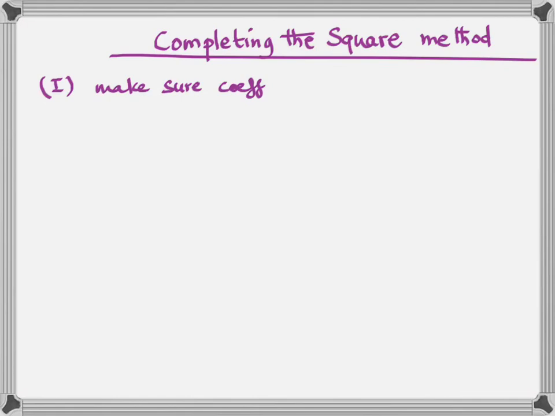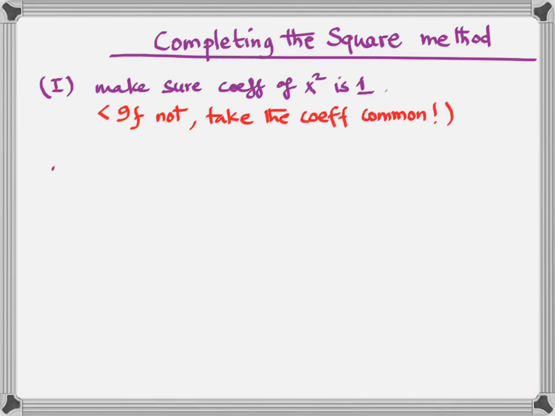Now, the completing square method is transforming this into a compressed form: a linear bracket with a square on the outside, and then a plus or minus a constant. The first step in doing the completing square method is to make sure the coefficient of x square is 1. What happens if it's not 1? You have to take that coefficient common throughout the equation. Second step, keep the first two terms as they are, and push the constant to the right.